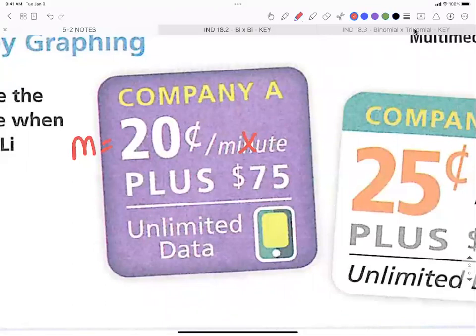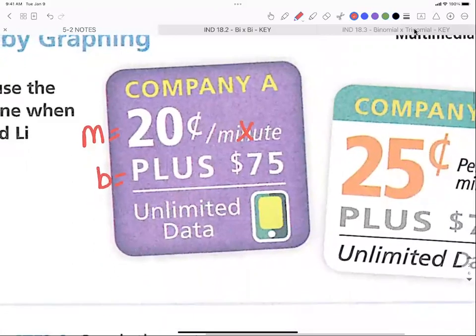If you think back to when we first started talking about writing these equations, anytime you have a processing fee or a deposit or a rental fee, anything that's what you pay the second you walk in the door, that's your beginning amount that you pay, and that's your B. Because if I go with company A and I use 1 minute, I'm going to pay that $75 fee. If I use 100 minutes, I'm going to pay that $75 fee. That's your base fee or your base rate. So that becomes your B. And with an M and a B, we can write the equation.